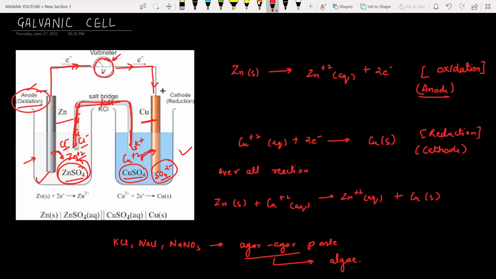So what if this salt bridge is not used or is absent? The reaction will likely continue for some time, and the solution of one half electrode will gather positive charge and the other half will gather negative charge. After some time this cell will stop and no electricity will be produced. So it is very important to use a salt bridge in any galvanic cell.